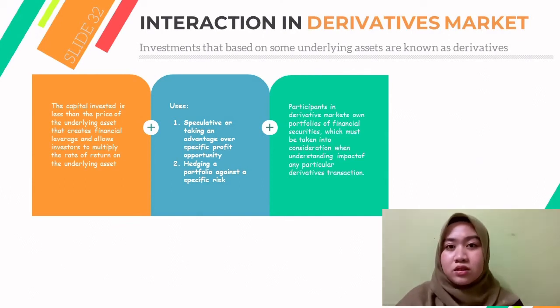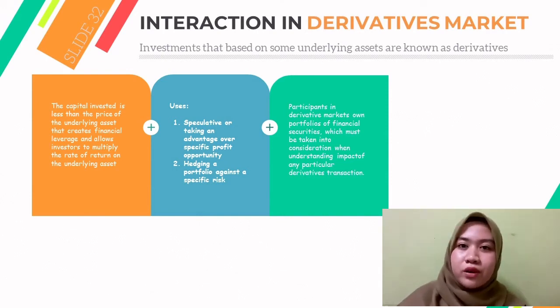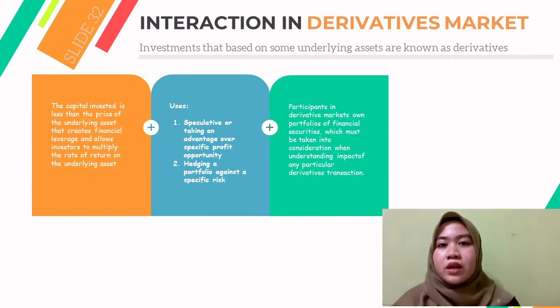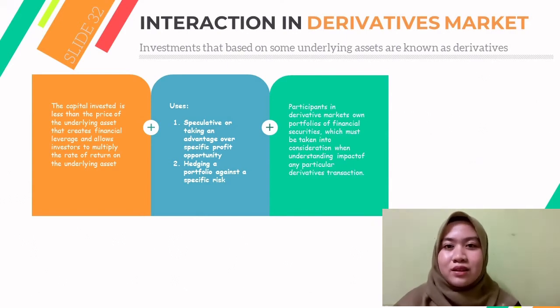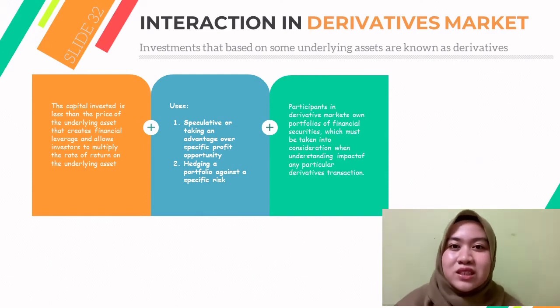asset. So, the uses of the derivative market is to speculate or take advantage of a specific profit opportunity. And other than that is to hedge a portfolio against a specific risk. So, the participants in the derivative markets own portfolios of financial securities for themselves. So, which it must be taken into consideration when you have to understand the impact of any particular derivative transaction that may occur. And that's all from me.